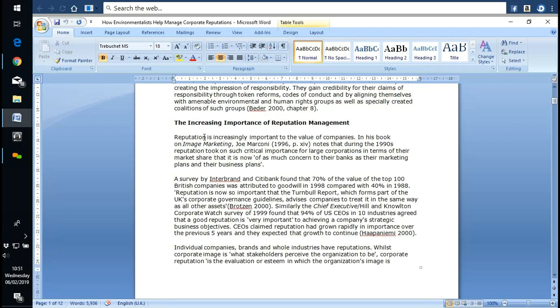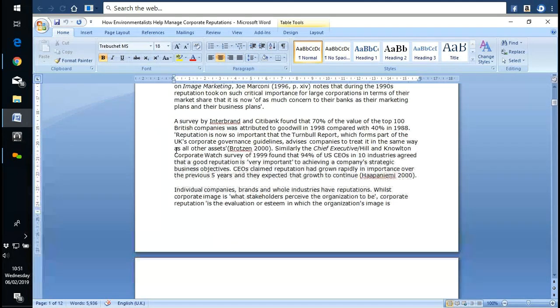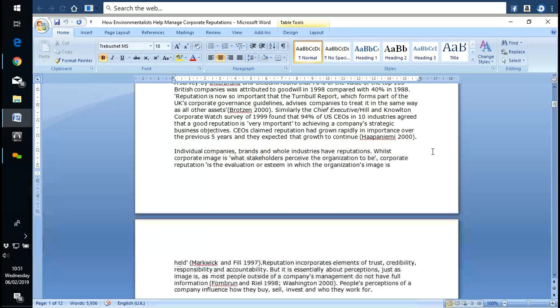And again, a bit more about what I've just been saying. Reputation is increasingly important to companies, and Buchanan in his marketing, Joe Marconi just references it, notes that in the 1990s reputation took on such critical importance to large organisations in terms of their market share that it is now of as much concern to their banks as their marketing plans or business plans. So it goes on to give examples here of what happens.